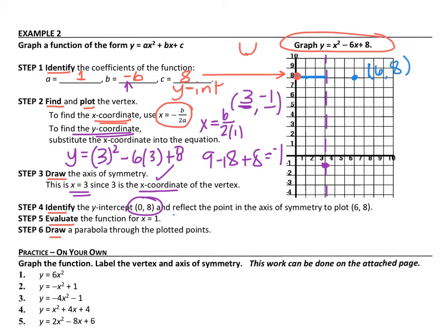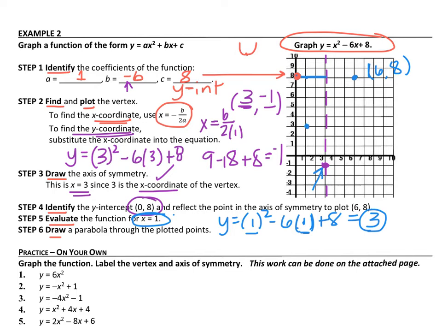They also ask us here in step 5 to evaluate the function for x is equal to 1. That just means find an x value that's close to where your vertex is, and plug in that value. So I've done that. I've plugged in 1 everywhere there was an x, and my evaluation of that is 3. So another point that I know I can plot is going to be 1, 3.